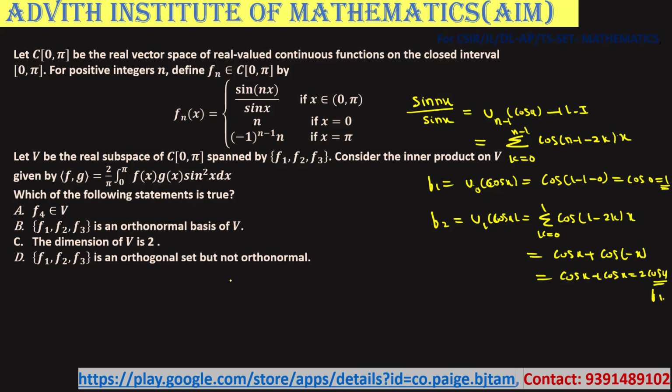And what about F3, sir? F3 is equal to U2 of cos x. So which is equal to summation of k is equal to 0 to n minus 1. So that means 3 minus 1 is 2, into cos of, sorry, n minus 1, అంటే 3 minus 1, cos 2 కదా.